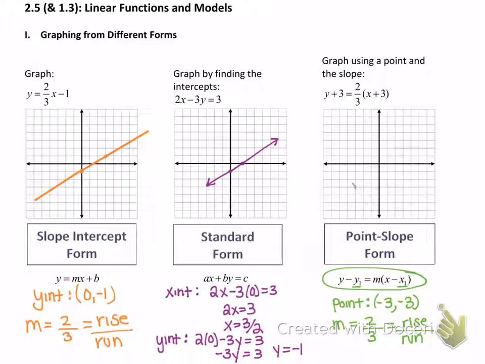And then I'm going to do rise over run. So I'm going to rise 2, go over 3. So essentially what we just did was we graphed the same equation, but in 3 different forms.